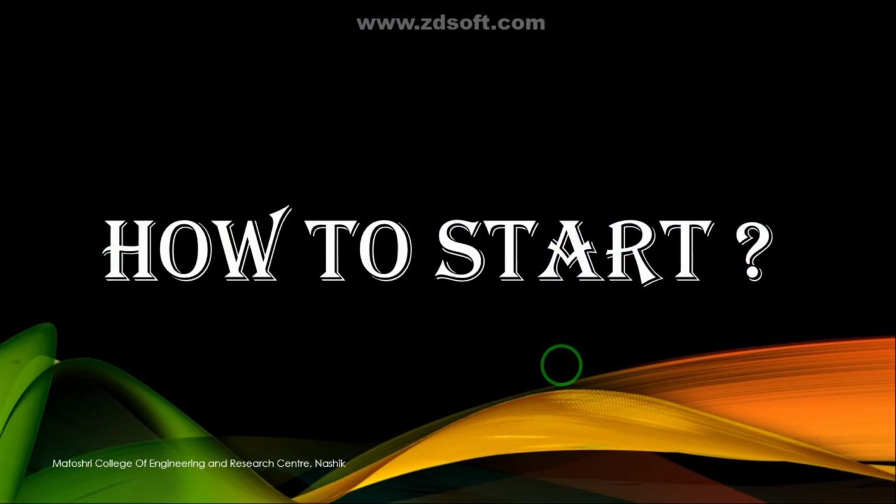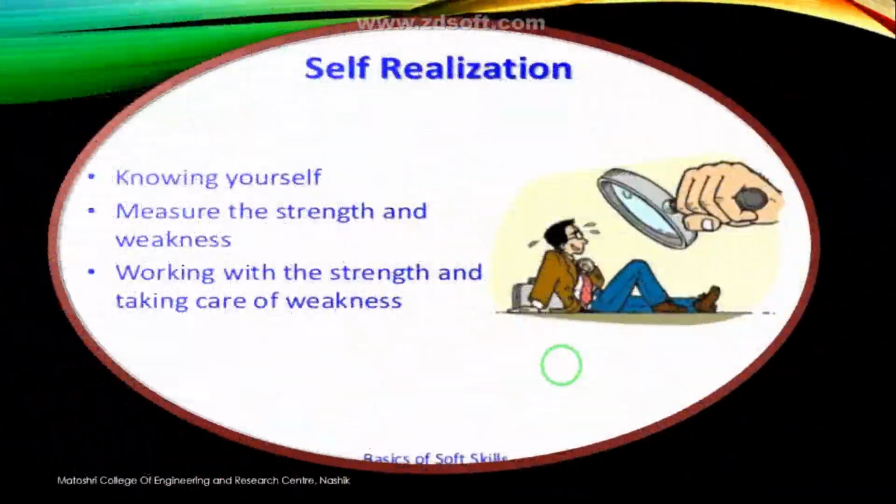Now, the question is how to start. Well, the answer is self-realization. It is the first step in order to learn soft skills. Knowing yourself, measure your strengths. What are your weaknesses? Work with your strengths, take the benefits of them. And whatever weaknesses you have, start taking care of them. Start working on them. So it is the first step.